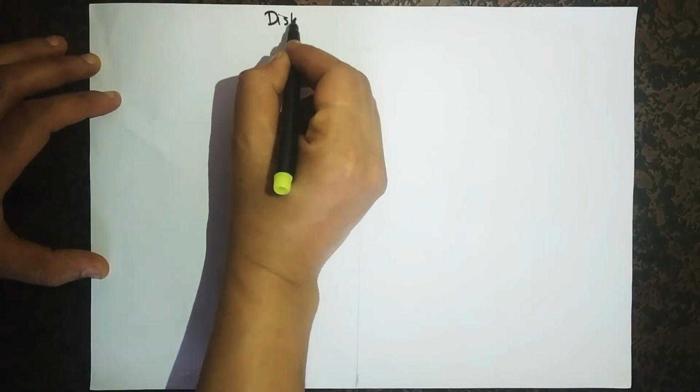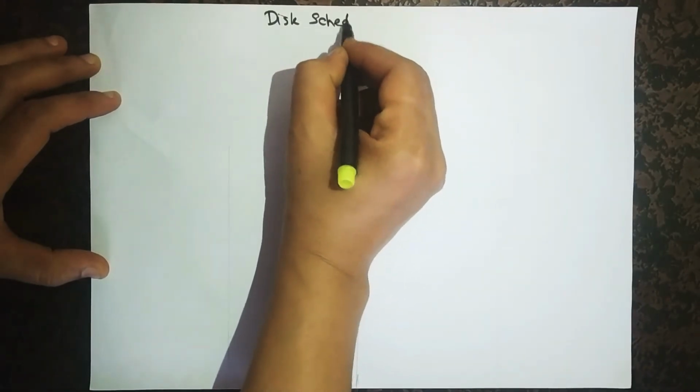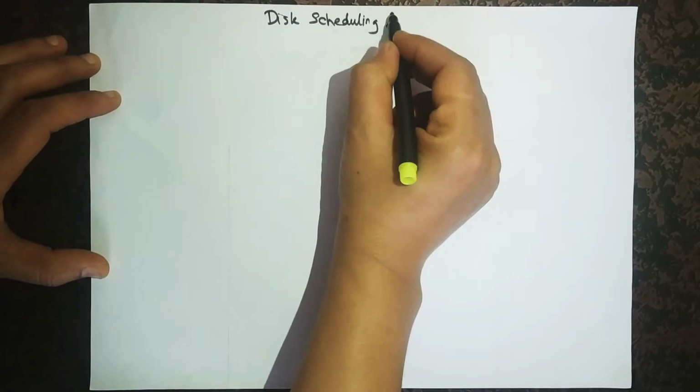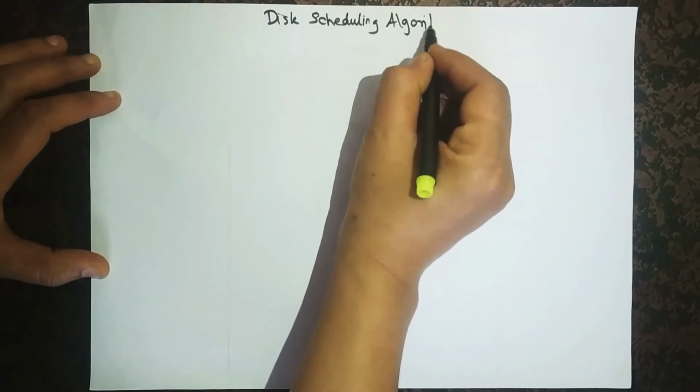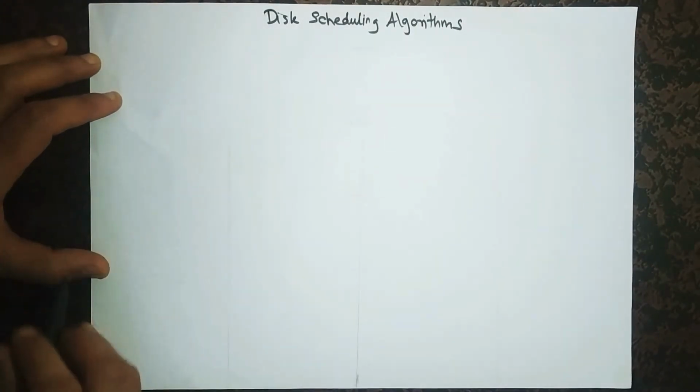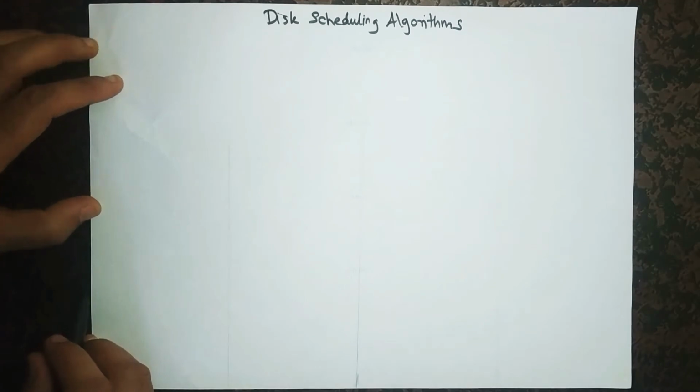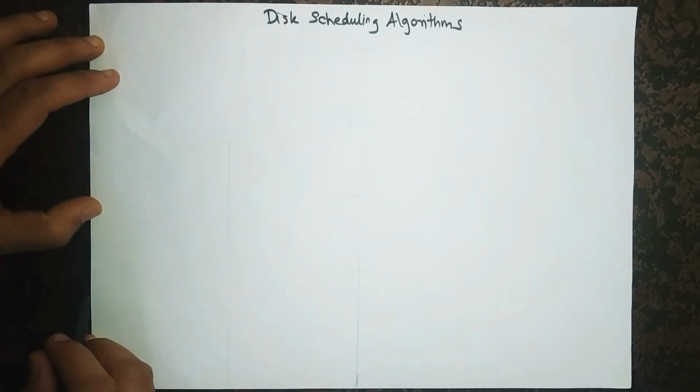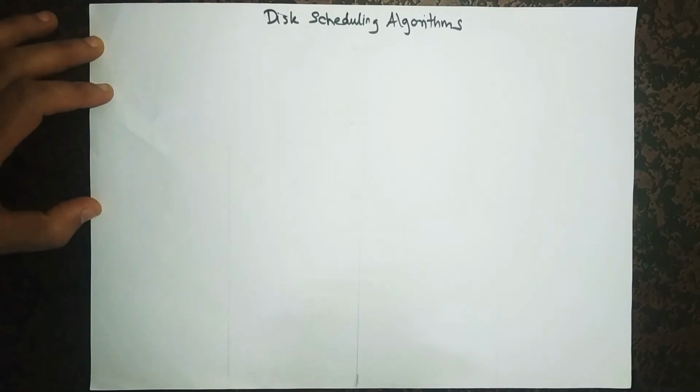Hello everyone. In this video we will see disk scheduling algorithms. The performance of the disk storage subsystem is vital considering overall system performance. And we know that the disk is rotating at a constant speed. When a particular track is to be read from the disk, the head must be positioned on that track.